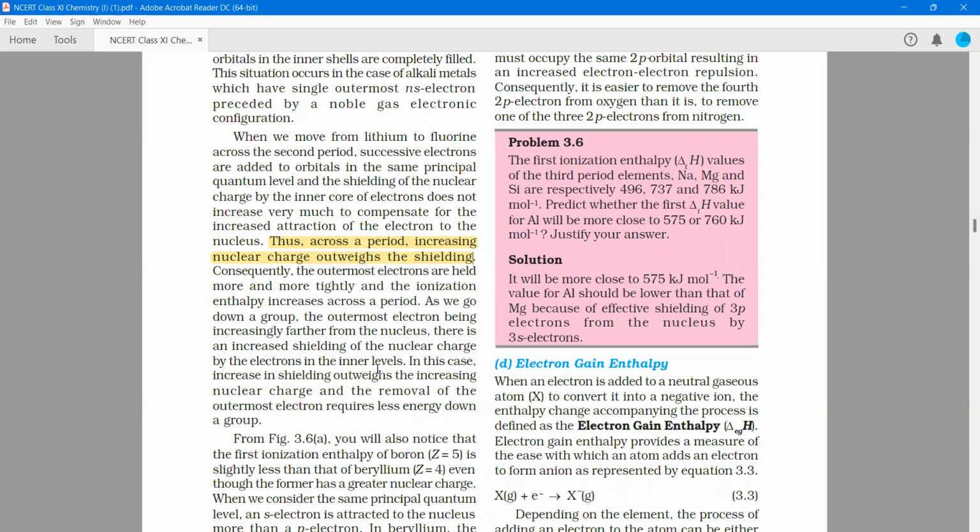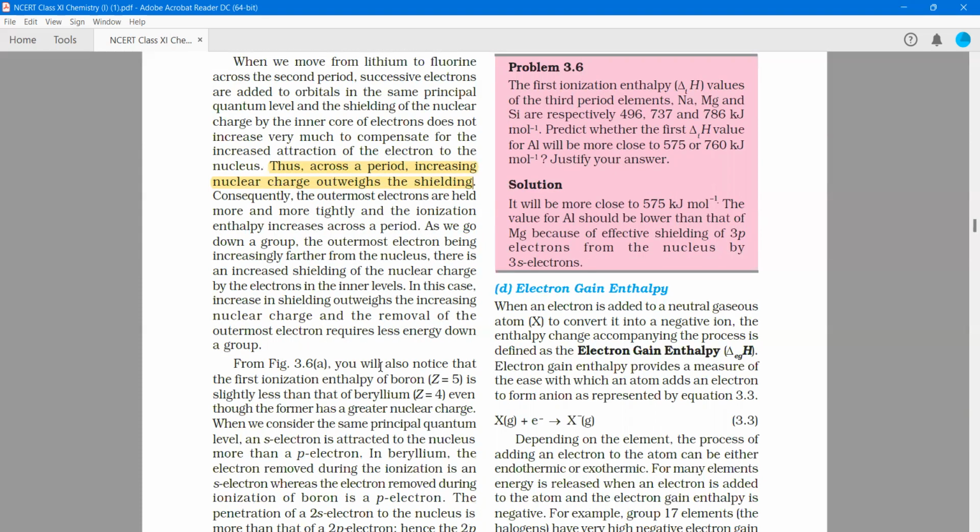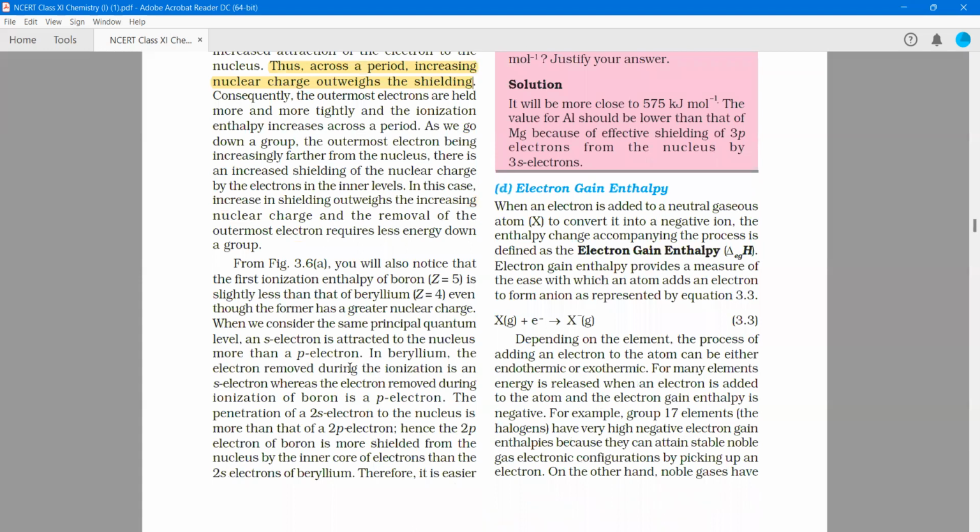And we already know that as we go down the group, the ionization energy decreases, and we know the reason for that. From figure 3.68, you will notice that the first ionization enthalpy of boron is slightly less than that of beryllium, even though the former has a greater nuclear charge. So what is the reason behind it? In order to answer any such questions about the periodicity or any physical property, you need to know the electronic configuration that was taught beforehand.